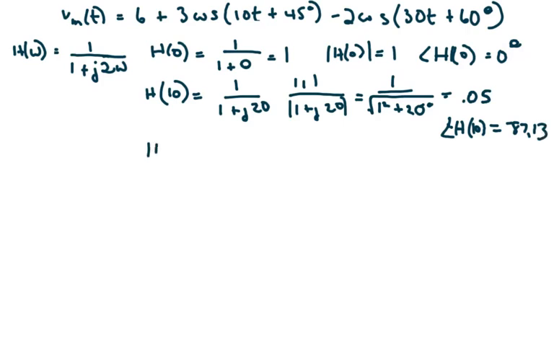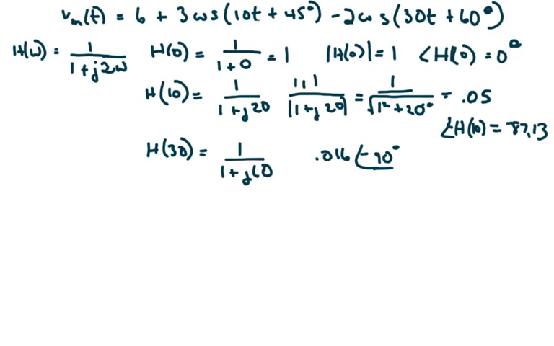Okay, so finally we want to do it at omega equals 30, which is our final component in our input signal. So that's going to leave us with 1 over j60. Okay, now of course we want to do the magnitude and the phase of that, and we end up with 0.016 at an angle of negative 90 degrees. Alright, so now we have each of our input components.